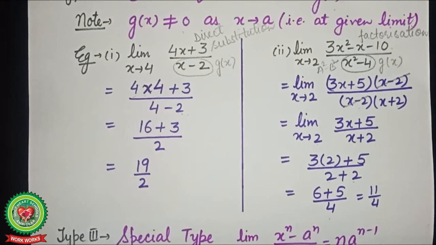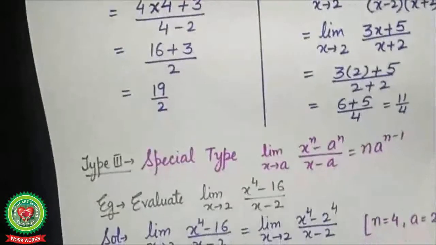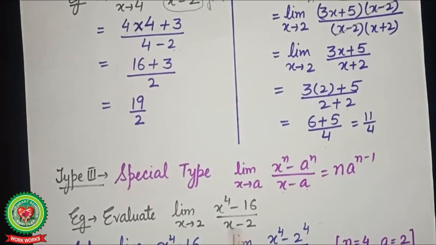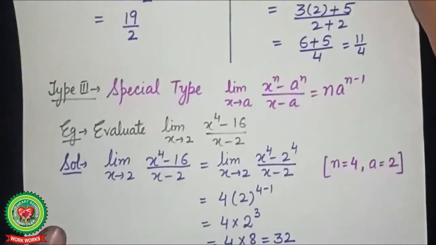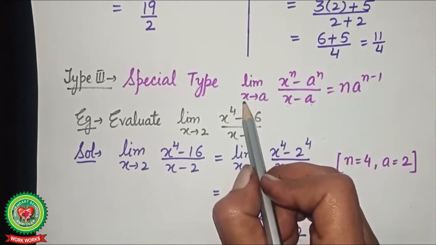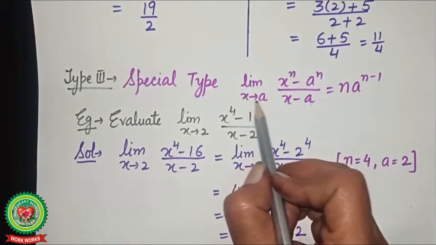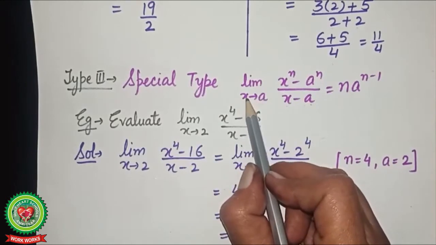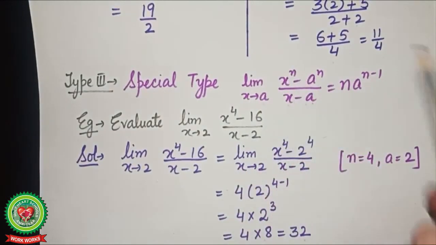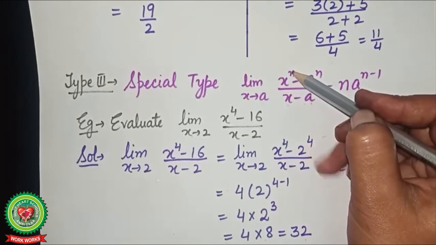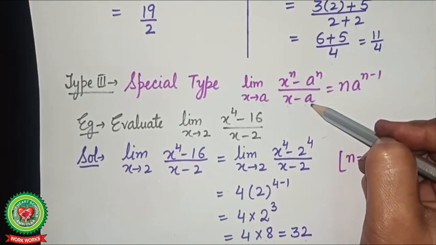Next is the very special type, that is limit x approaches to a, x raised to power n minus a raised to power n upon x minus a is equal to n into a raised to power n minus 1. Now, what is special about this limit? Now, here you can see as x approaches to a, all the terms are same, x, a, x, a, x, a. Here the terms are with the power and in denominator power is not there.